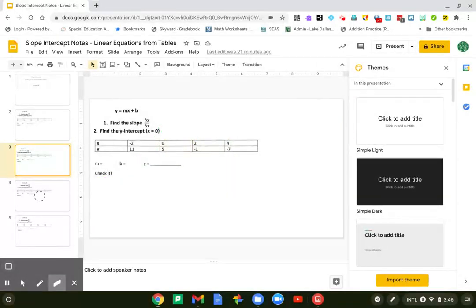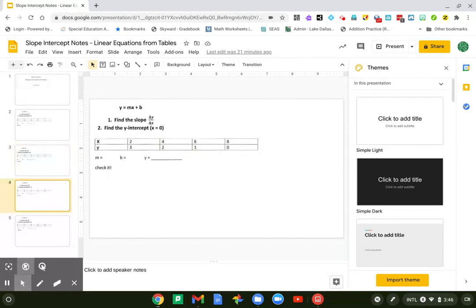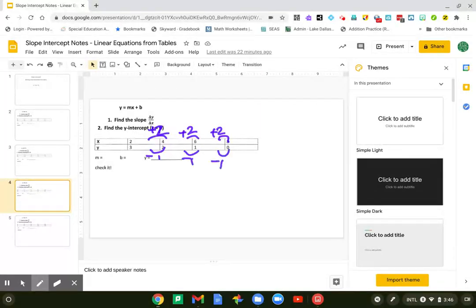All right. Let's go to the next one. We'll do this one a little bit quicker. We're going from 2 to 4. I'm adding 2, plus 2, plus 2. I am subtracting 1, and subtracting 1.